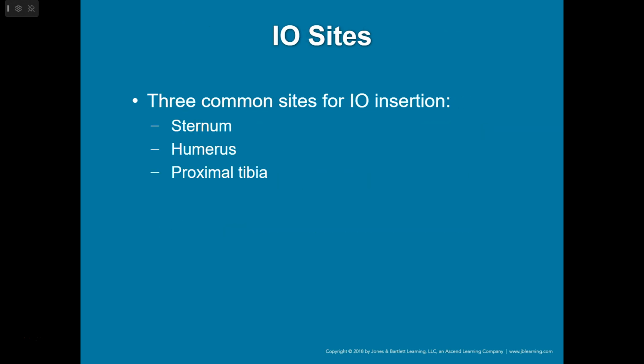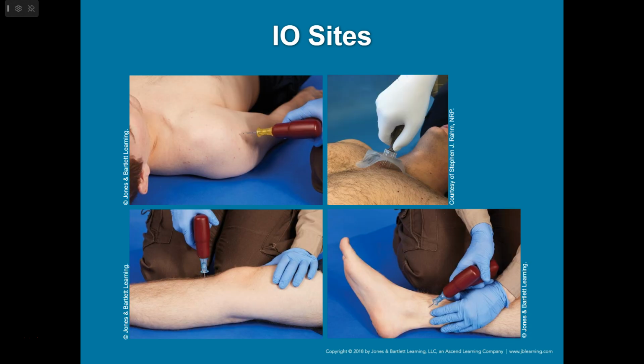Three common sites: sternum, humerus, proximal tibia. Those are common sites, but there's lots more. You can do distal femur. You could do distal tibia or distal fibula if you had to. They say the actual insertion of that is just as painful as an IV. I guess it doesn't hurt to drill it into the bone. It's just poking it through the skin where the pain is.